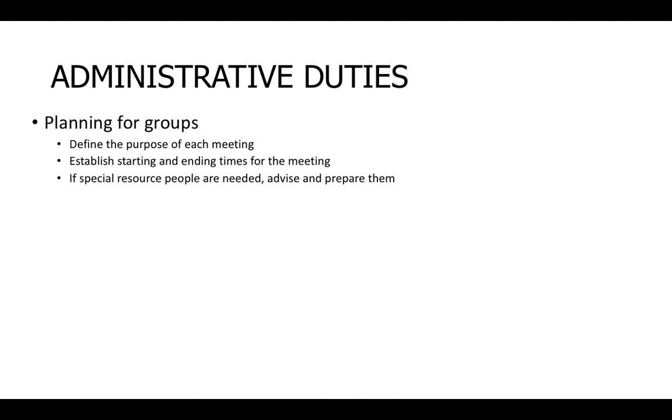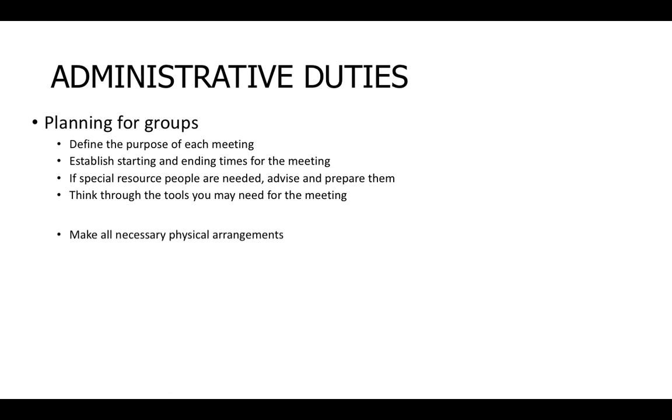If special resource people are needed, advise and prepare them. If you need to get in contact with our community partners, that's fine. If they need to show up at a meeting, in most cases that's fine. Hopefully you don't have to do that, but if you do, advise and prepare them on what their role will be. Think through all the tools that you may need for a meeting. If you want to give an overview of the PowerPoint that your group's going to give in a presentation, make sure you booked a room that has PowerPoint capabilities. That's just one example, but any resources or tools you need, make sure that you have them.